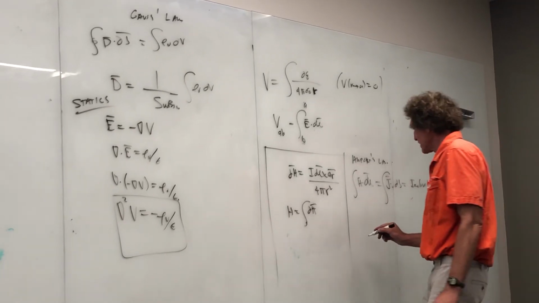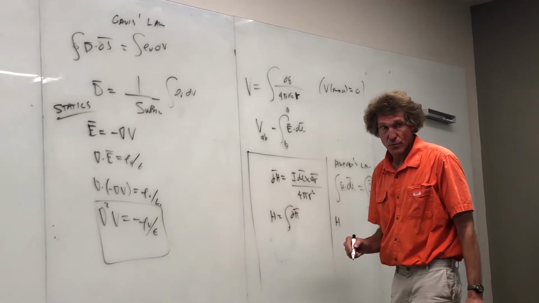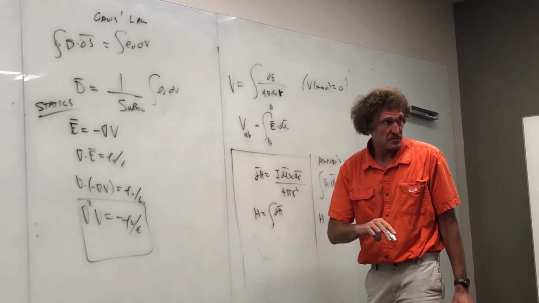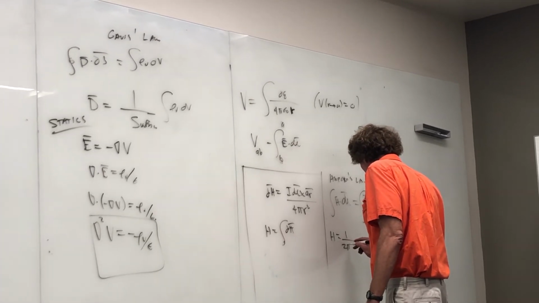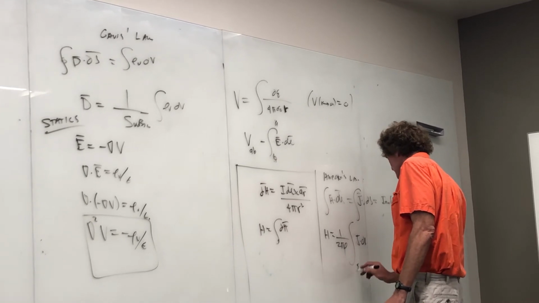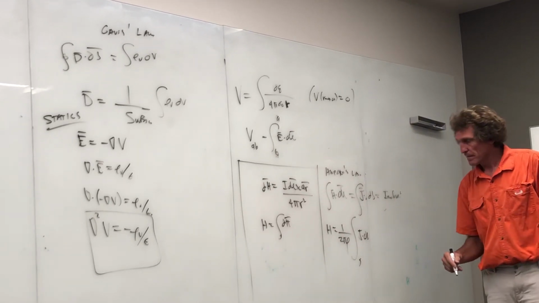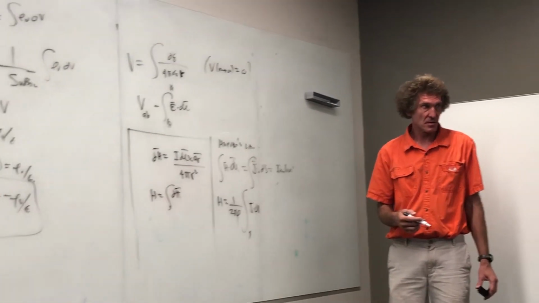And that means really H times 2 pi rho, which would be the circumference when you're at a distance rho. H is given as 1 over 2 pi rho times the integral of J dot ds over the surface. That's usually the way you're going to see the application of this law.